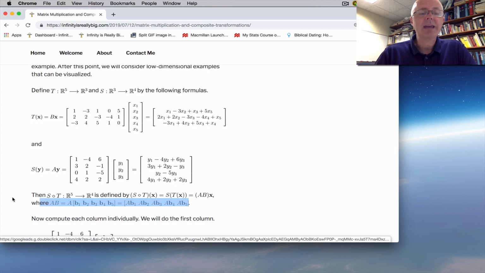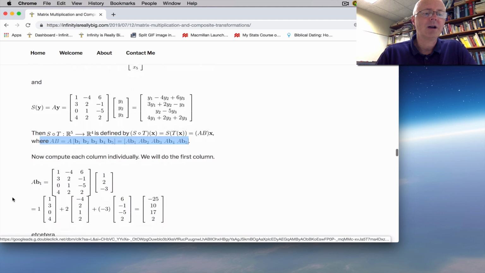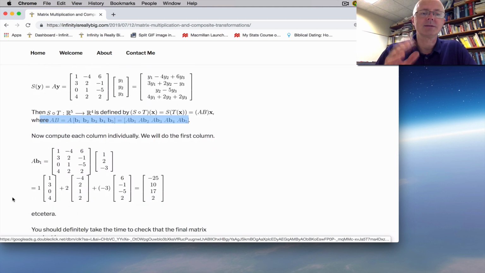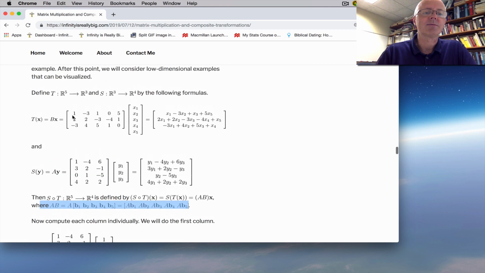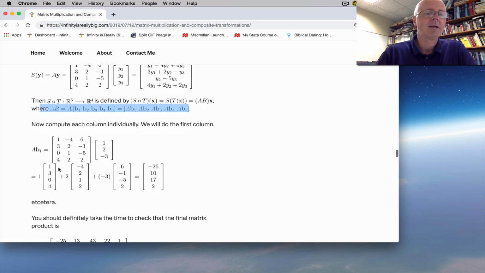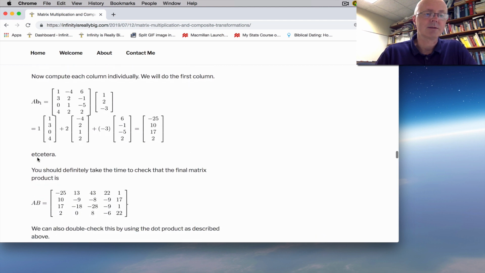Now, doing it that way, finding A times B in that way is a pain. And I only do one example, and the other 4 columns here are for you to check. So here I calculate A times B1, in other words, this matrix times the first column of B. It's a linear combination of the columns of A, here they are, with the entries of B as the weights, the 1, the 2, the -3. And at the end you get this 4-dimensional vector, etc. Here's the final answer. You can see this is the same as the first column of the answer. You calculate columns 2, 3, 4, and 5 now.